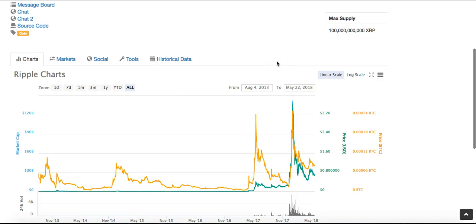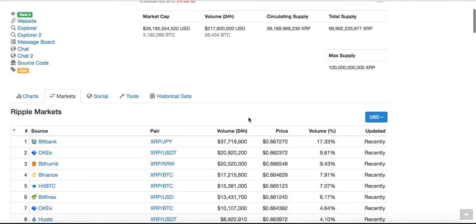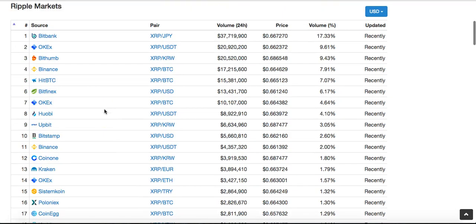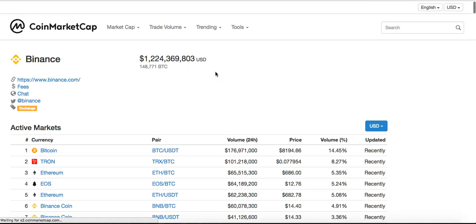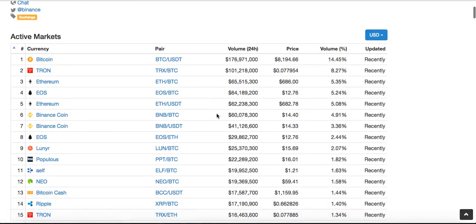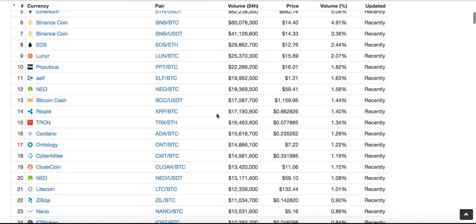And obviously, you can't do that on Coinbase. So my next video will be how to get started on Binance. And Binance, for example, if you go to markets, you'll be able to see all the different exchanges that you can trade Ripple on. Now there are tons, as you can see, but you will see one here is Binance. If you click on Binance, you'll be able to see all of the different tokens and coins that you can trade on their platform.